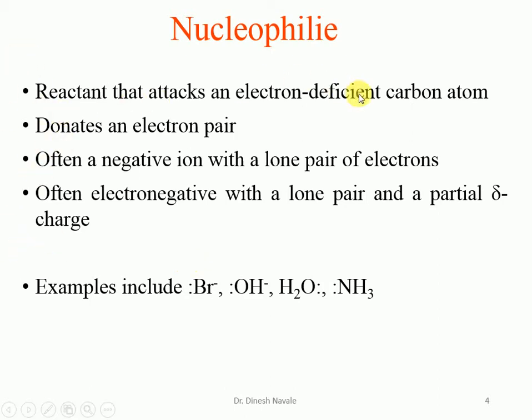So these are the four different characteristics of the nucleophile. They attack electron deficient species. They donate electrons. They are negative ions with a lone pair of electrons. They can be electronegative atoms with a lone pair of electrons and a partial negative charge.